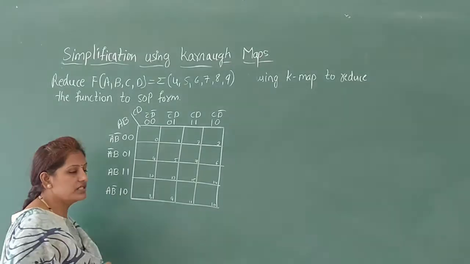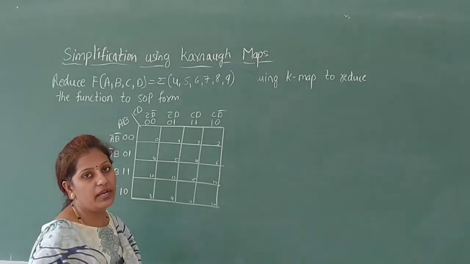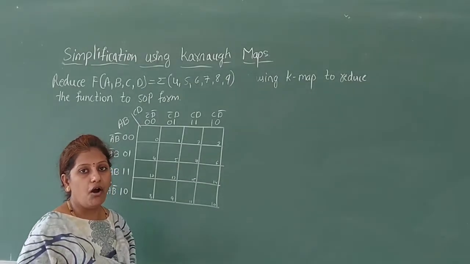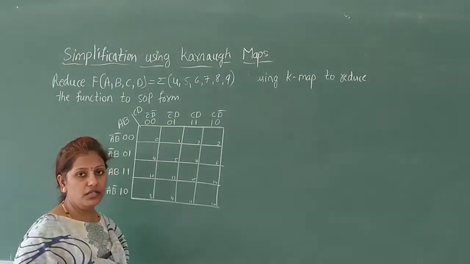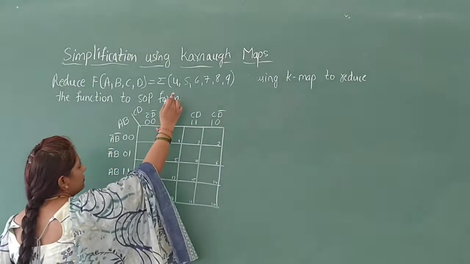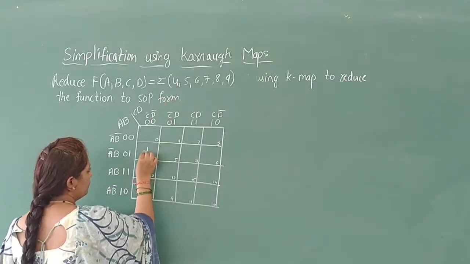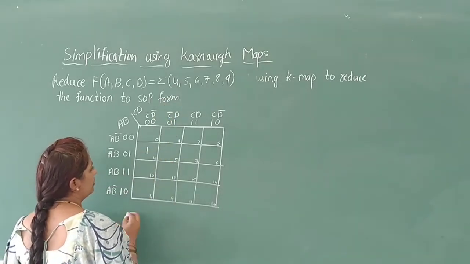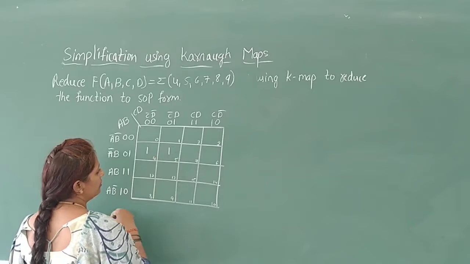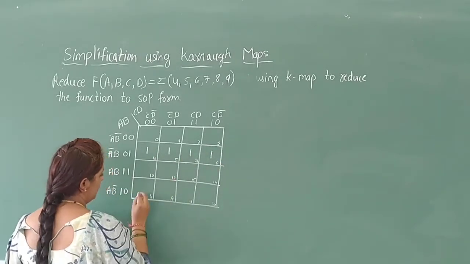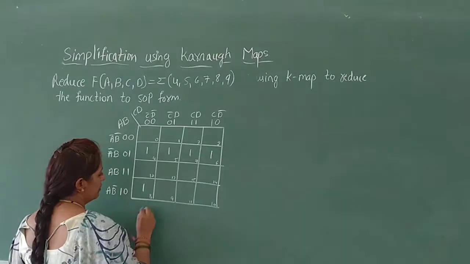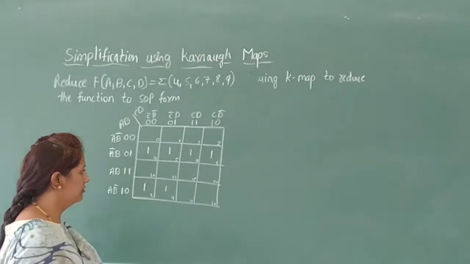Therefore, the minterm values are created to write the SOP form, and we take the output value as 1 for the given designation values in the K-map. 4, the output is 1. 5, 1. 6, 1. 7, 1. 8, 1. 9, 1.